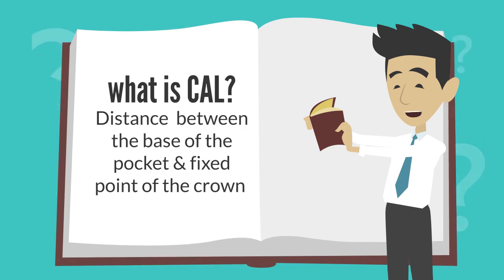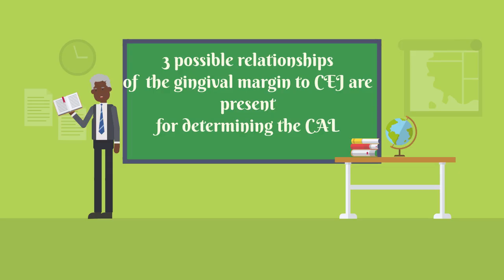What is the clinical attachment loss? It is the distance between the base of the pocket and fixed point of the crown, such as cemento-enamel junction. 3 possible relationships of the gingival margin to cemento-enamel junction are present for determining the clinical attachment loss.